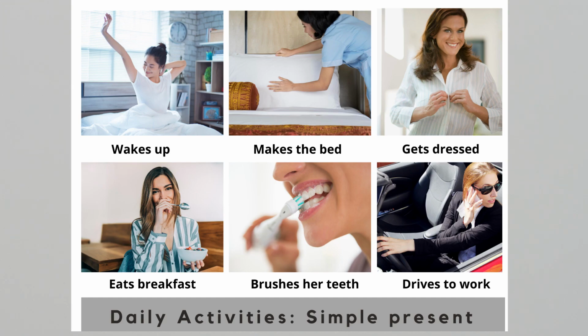So what we're going to do now is look at a sequence of 6 pictures. We're going to talk about what happened in these pictures 4 different ways. Let's go ahead and look at our first story sequence. So let's go ahead and look on the screen. You're going to see 6 pictures that talk about Sarah's daily activities.